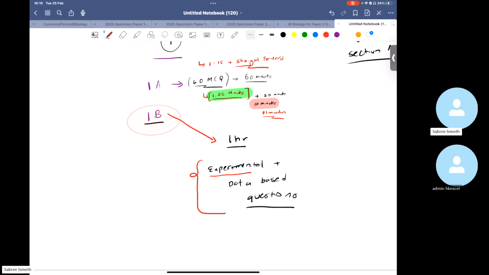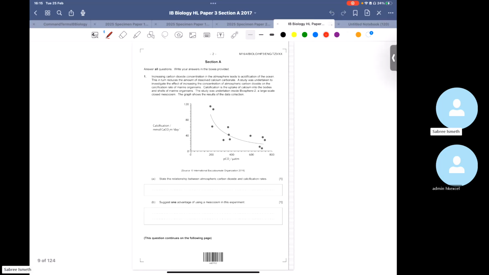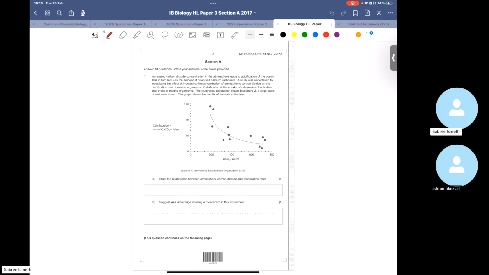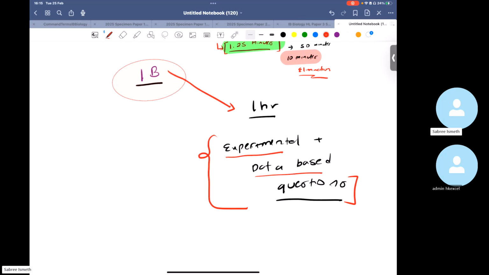So for these experimental plus database questions, HKExcel has prepared a whole booklet of questions of the past years that we can accumulate and we can try these questions. These are called experimental questions. And now I'm going to show you, there is a small problem with this paper because these experimental questions and database questions are related to your syllabus statements.